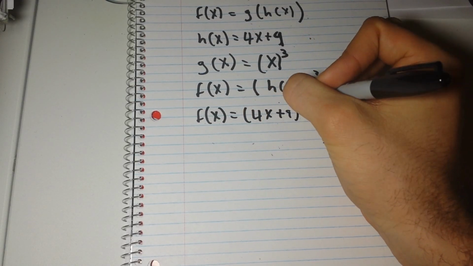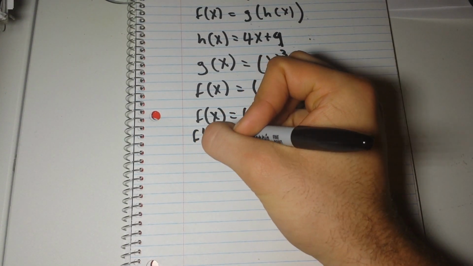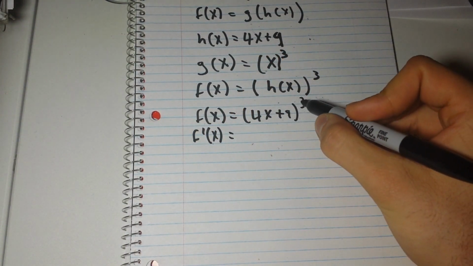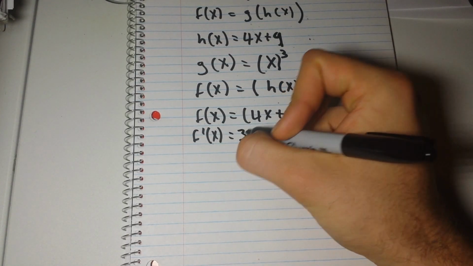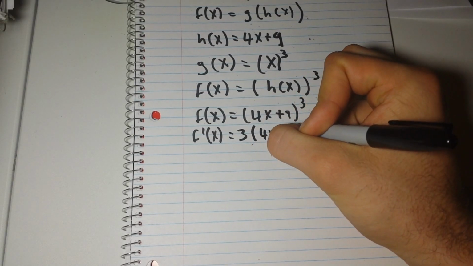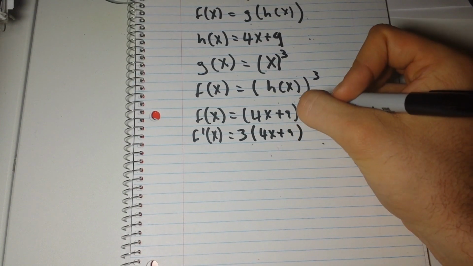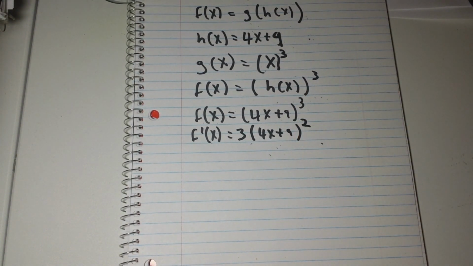4x plus 9 to the power of 3. So our f prime of x, quite simple. We bring our 3 down just like normal. We completely forget about the inside for the first bit of this. So we bring our 3 down, and then our h of x remains unchanged inside, 4x plus 9, n minus 1 as per usual, and we end up with a square out here. So we've completed our first term.